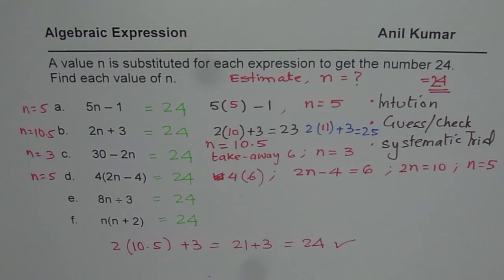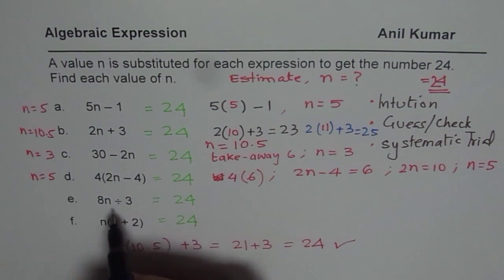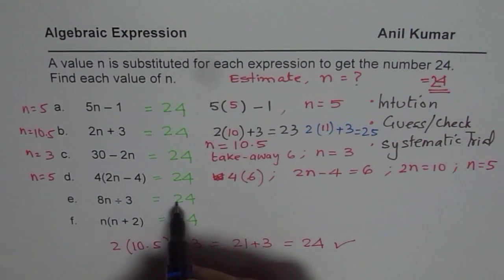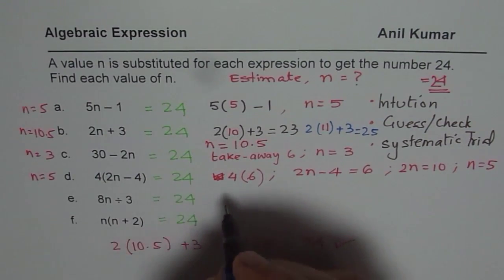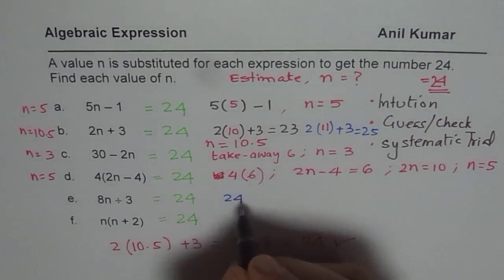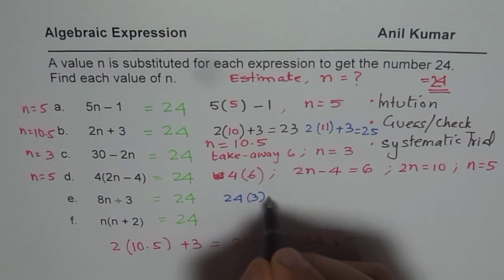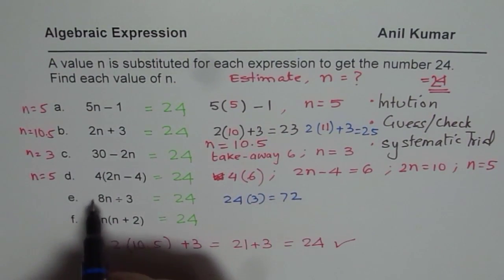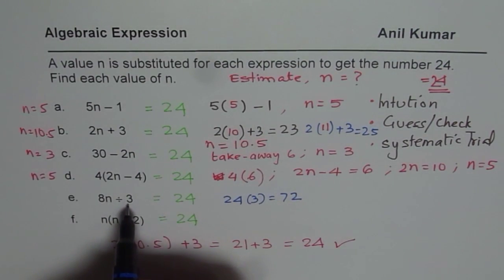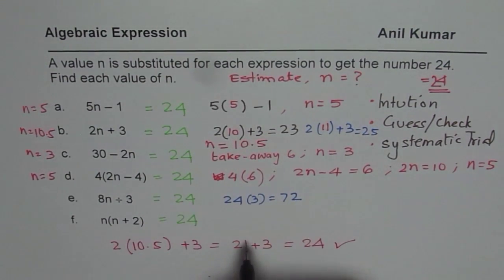Now the next one here is that something divided by 3 gives you 24. Now what is that thing? So we know something divided by 3 is 24. That means 24 times 3 will give us that number. Oh, I see. So we need to figure out what is 24 times 3. Well, that is 72. So that something which divided by 3 will give us 24 is 72.